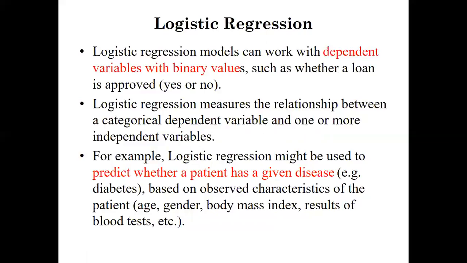Logistic regression measures the relationship between a categorical dependent variable and one or more independent variables. For example, logistic regression might be used to predict whether a patient has a given disease, such as diabetes or blood pressure, based on the observed characteristics of the patient, like their age, gender, body mass index, result of blood test, and so on.